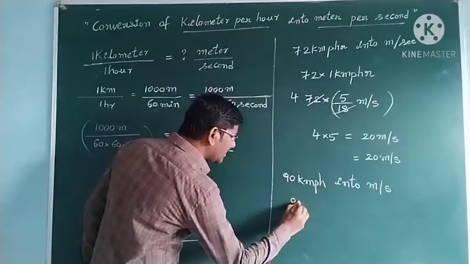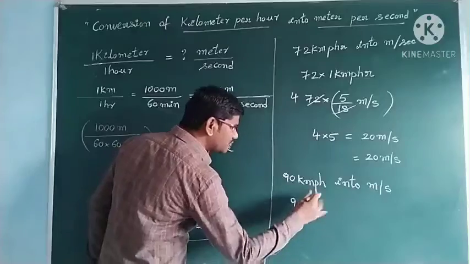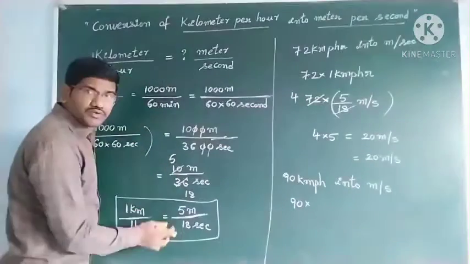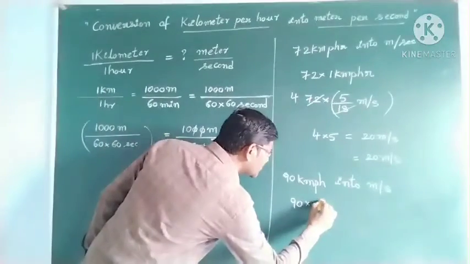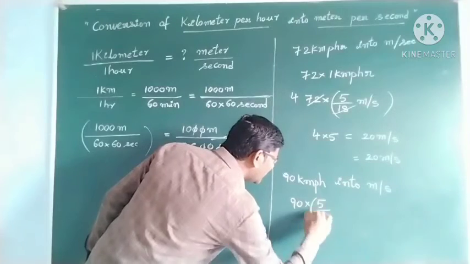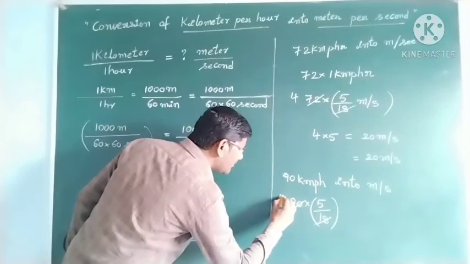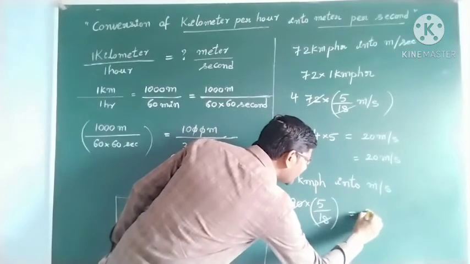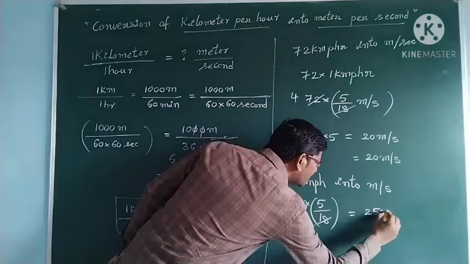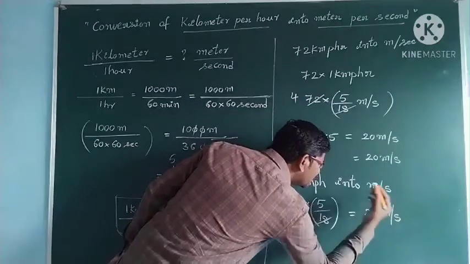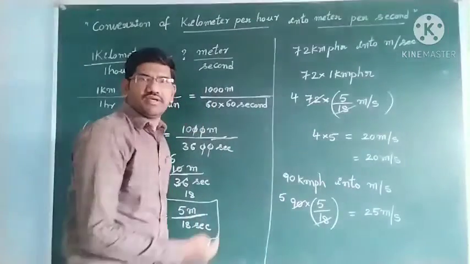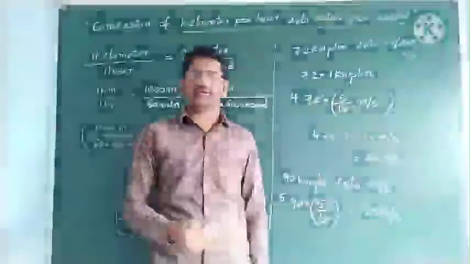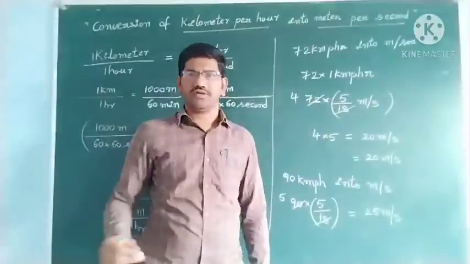Then 90 into 1 kmph. So 1 kmph is 5 by 18 meters per second. So write it 5 by 18. Then 18 5s are 90, so 5 into 5, 25. Then 25 meters per second. Like this, we can convert kilometer per hour into meters per second. Okay, students.